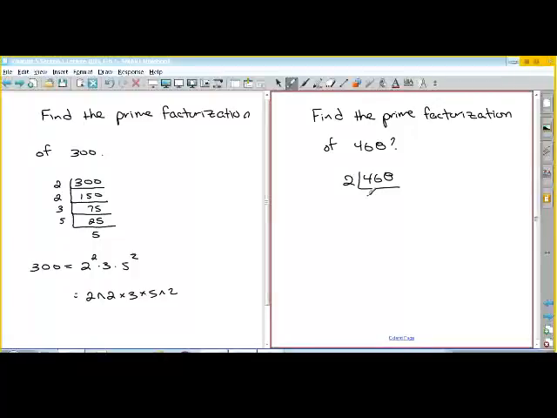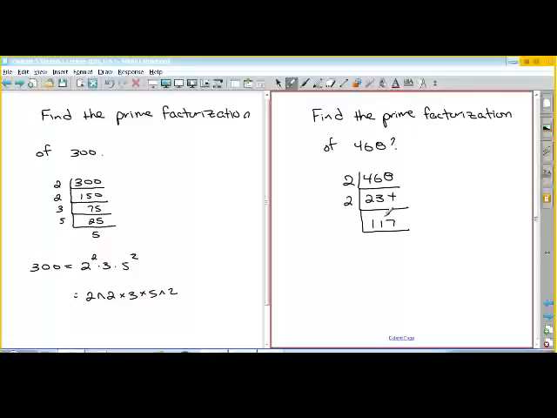So you take 468 and you divide by 2, which gives you 234. And that's still even, so I can divide by 2 again. So I divide by 2 and I get 167. No, that's not right. Let's try it again. It's 117. That looks more reasonable. So obviously you can't divide by 2 because it's odd.